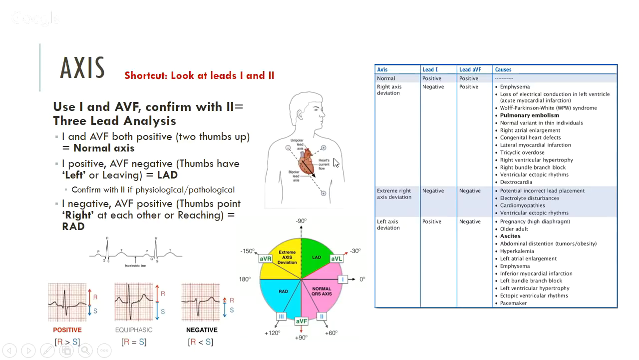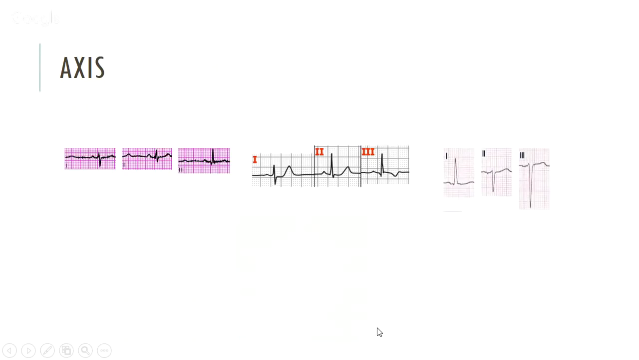I should have mentioned previously, but a lead is positive when the current goes in a left and downwards direction. So any of the leads that are positive, it means the current is going in that direction. Anything that's going away is negative, if that makes sense. That's why AVR is always negative. It's going up and right, versus anything going down and left, which should be positive.